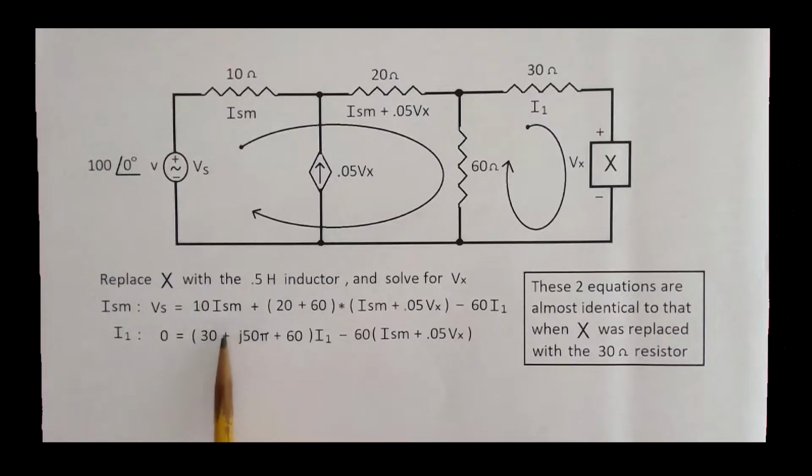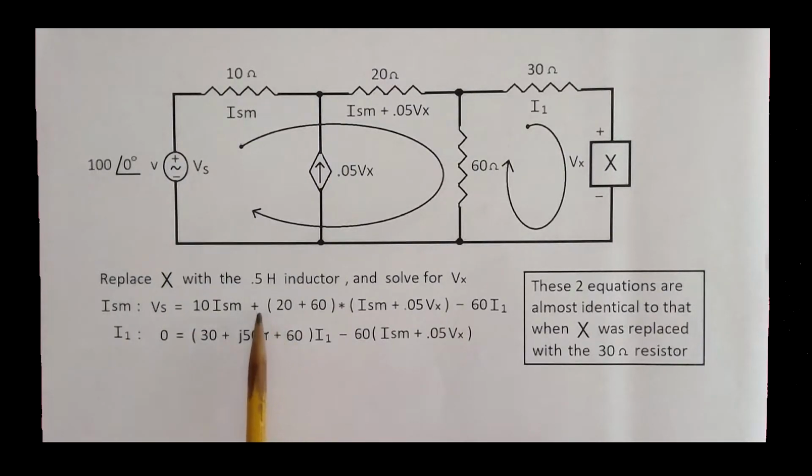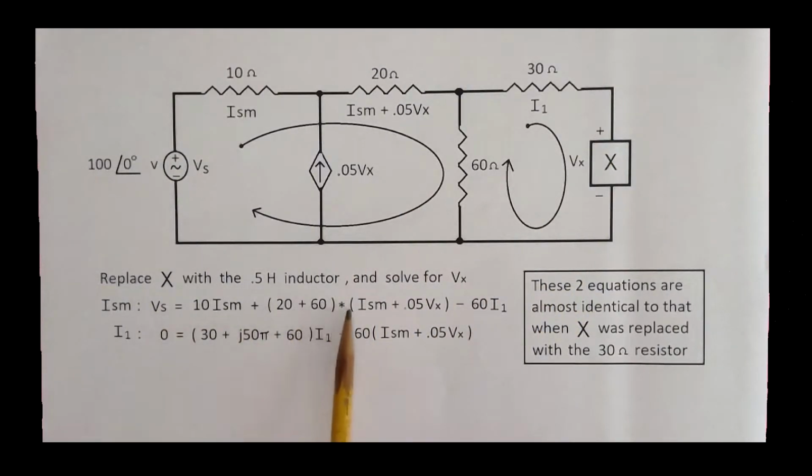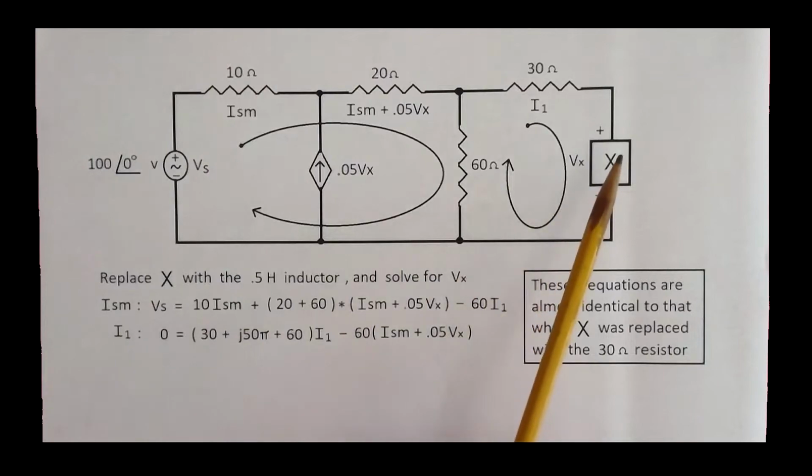Here we have the impedance of the inductor, which is 50 pi at 90 degrees phase shift. But the supermesh equation does not actually make use of the X load, so this one looks exactly the same. So a lot of our work has already been done when we used our 30 ohm resistor.